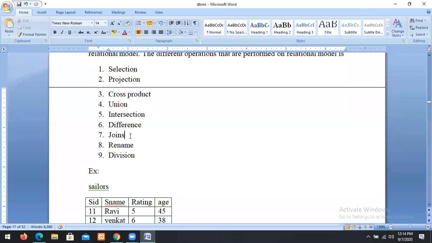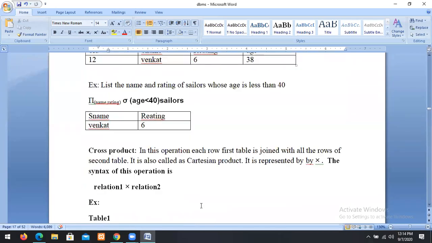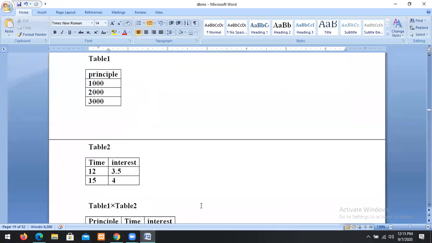Then rename. Rename is used to rename an attribute with another name. That's called rename. Then division. What is division? Let us assume that a table has two columns, x and y, and another table has one column y. It produces the output of x for each value of y.